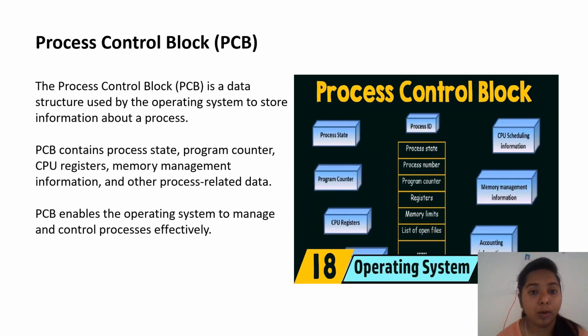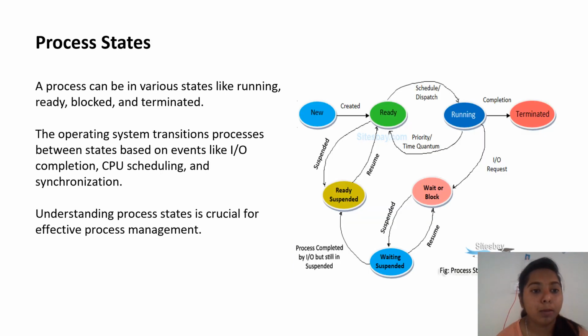Process control block, PCB. The PCB contains the process state, program counter, CPU registers, memory management information, and other process-related data. Process state. The operating system transitions processes between states based on events like I/O, computation, CPU scheduling, and synchronization. Understanding process states is crucial for effective process management.